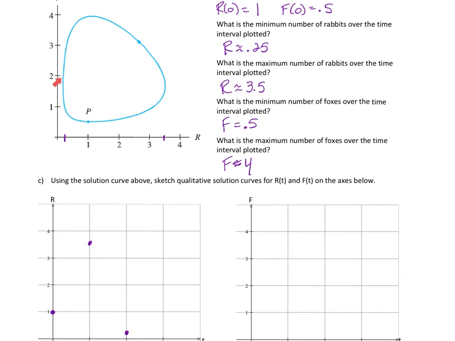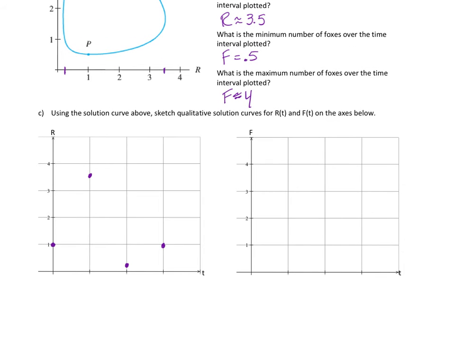From its minimum of about 0.25, as I follow the curve, I start moving right, until I get back to 1 rabbit. I plot that here. Qualitatively, I can connect these and say that my rabbit population started at 1, increased to about 3.5, then went into decline and hit a minimum at about 0.25, and then started to recover and is back where it started.